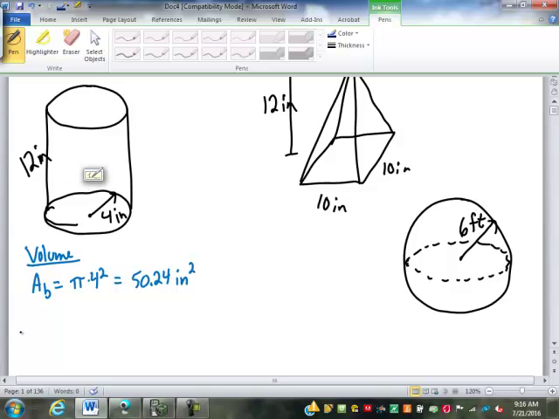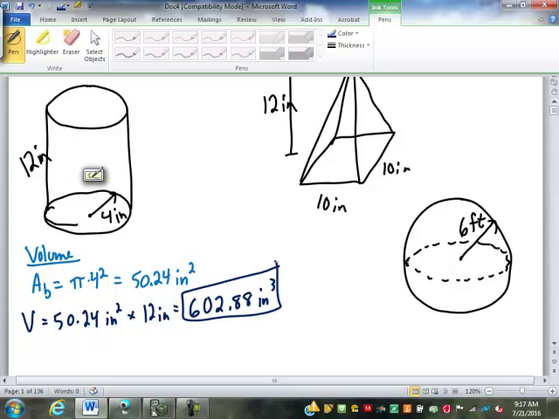Okay, if we're doing it for surface area, we've got to add that in twice. You are correct. For volume, what do we do next? Well, it's just that area of the base, 50.24 inches squared times the height of 12 inches, which comes out to be 602.88, right? Inches cubed. How many of you had that for the volume? A few of you? Okay, good.